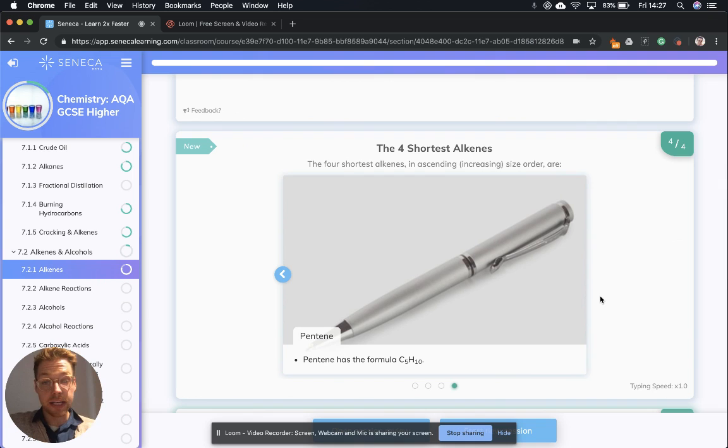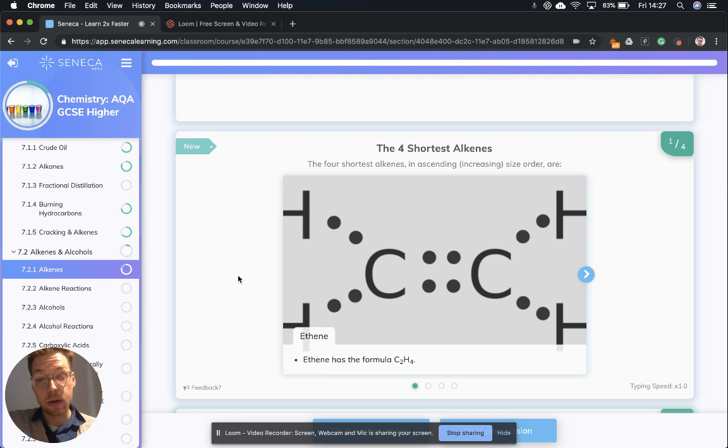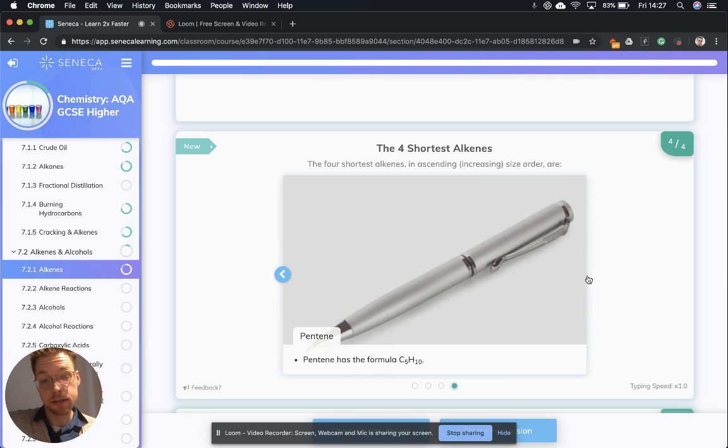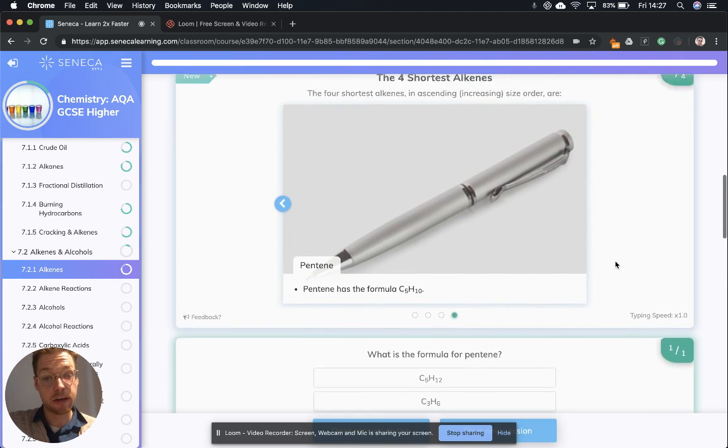Just like with alkanes, it's important to be able to name the 4 shortest alkenes. Okay, so because we have a carbon-to-carbon double bond, we start with ethene. So ethene has 2 carbons and the formula is C2H4. We then go to propene, butene, and then end with pentene. Pentene has 5 carbons with the formula C5H10.